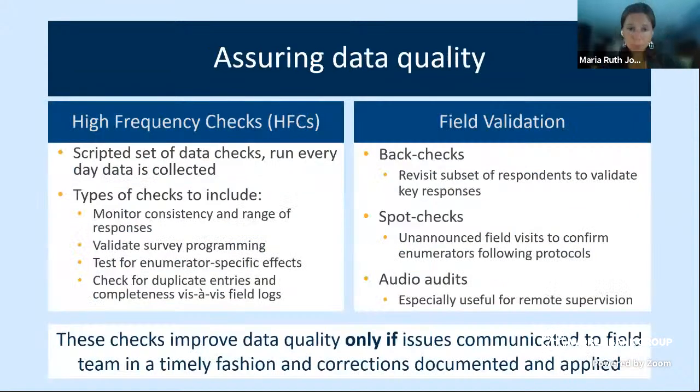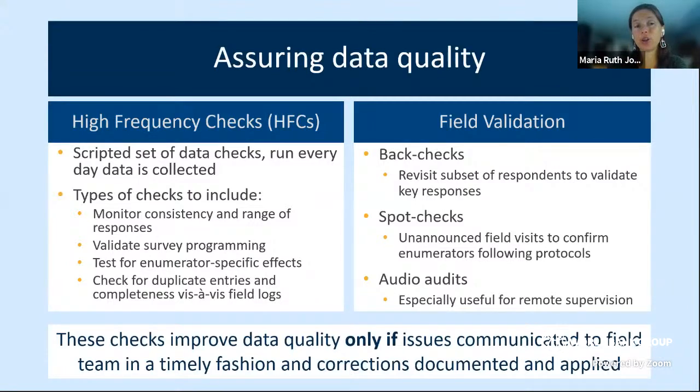All right, so once data collection starts, the enumerators are all trained, you start data collection, then the focus is on how to assure data quality. And there's 2 sides of that. One is the data checks, and the other is the field checks themselves. So data checks we often refer to as high frequency checks, or HFCs. By that we mean a scripted set of data checks that will run every day data is collected. So these are things that you think about in advance of the survey starting, and you run them all the time on every batch of data that's coming in.